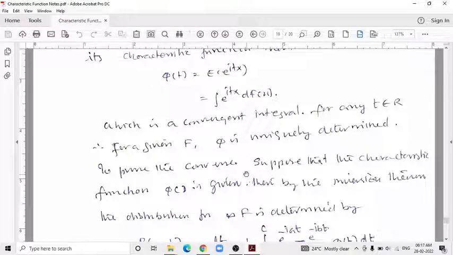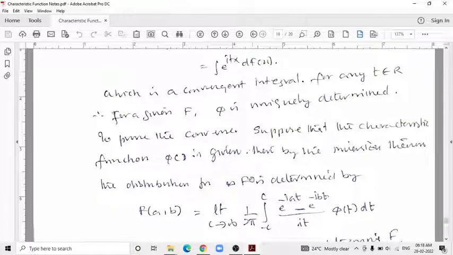Now to prove the converse, suppose that the characteristic function phi t is given. The result required is then that, corresponding to the given characteristic function phi t, F is unique. That is, F can be determined uniquely by this given characteristic function. By the inversion theorem, we can determine the distribution function. That is, using the inversion theorem, once phi t is given, we can determine the distribution function.